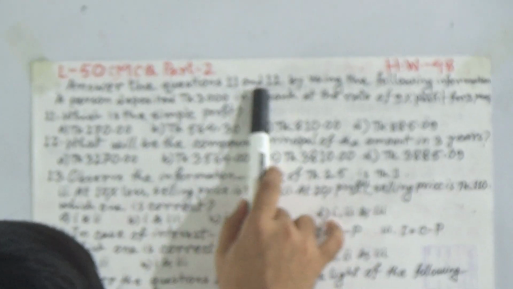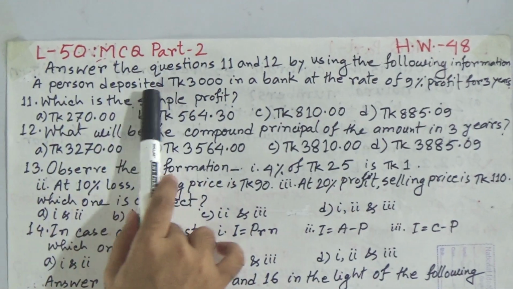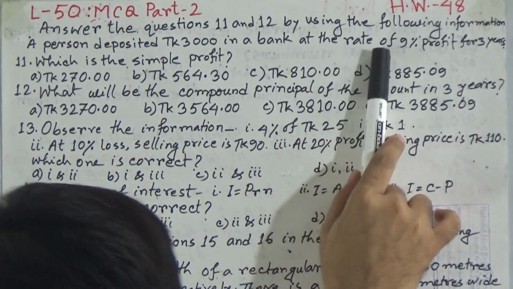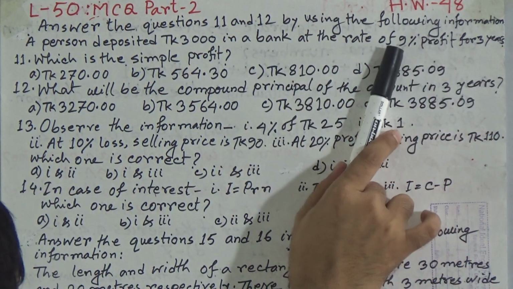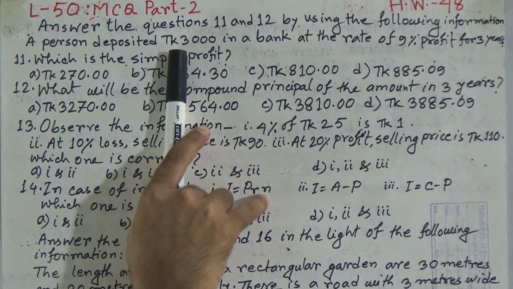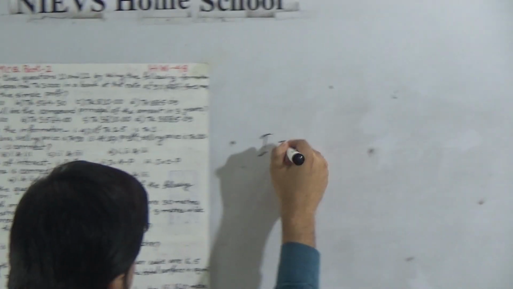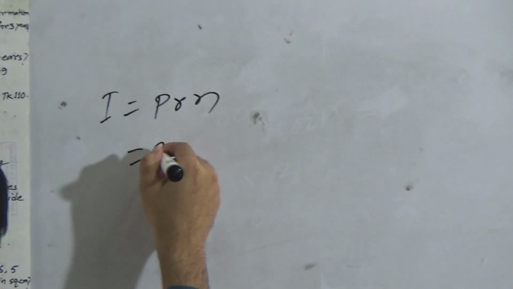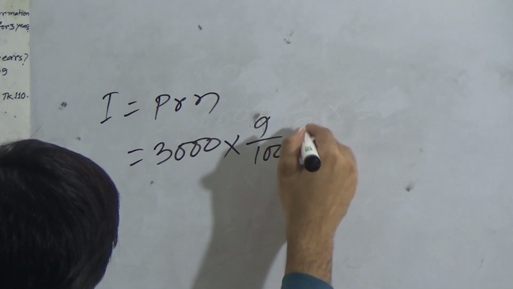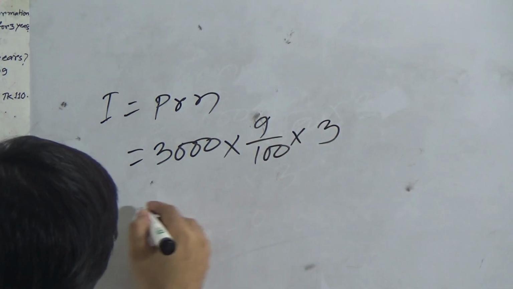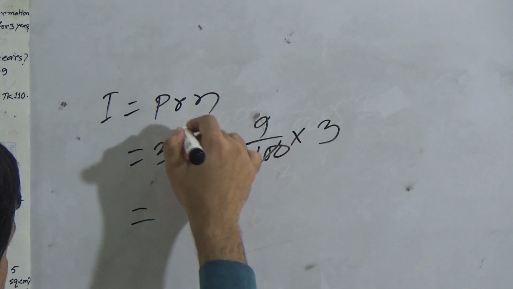Answer the questions 11 and 12 by using the following information. Here the information is a person deposited taka 3000 in a bank at the rate of 9% profit for 3 years. It means that the time is given, rate of profit is given and principal is given. We need to find the simple profit. Dear students, we know simple profit I equal to PRN. Here P means taka 3000, R means 9% means 9 by 100, N means time means 3 years. So if we multiply this, we will get after calculation 30 here.